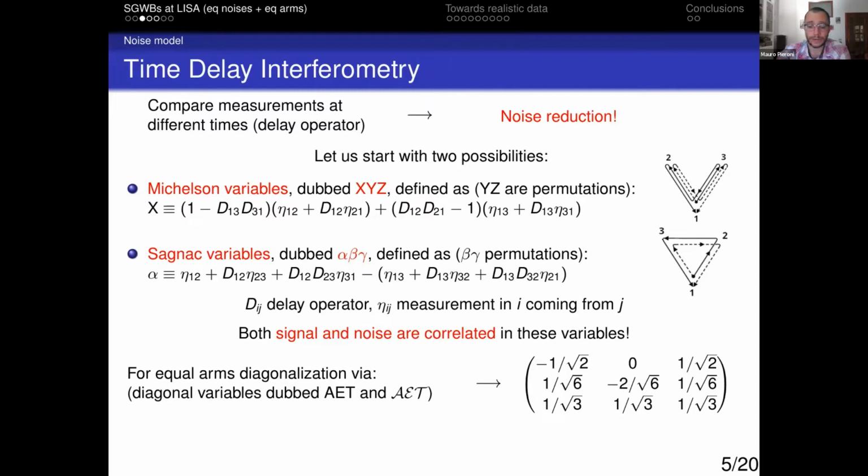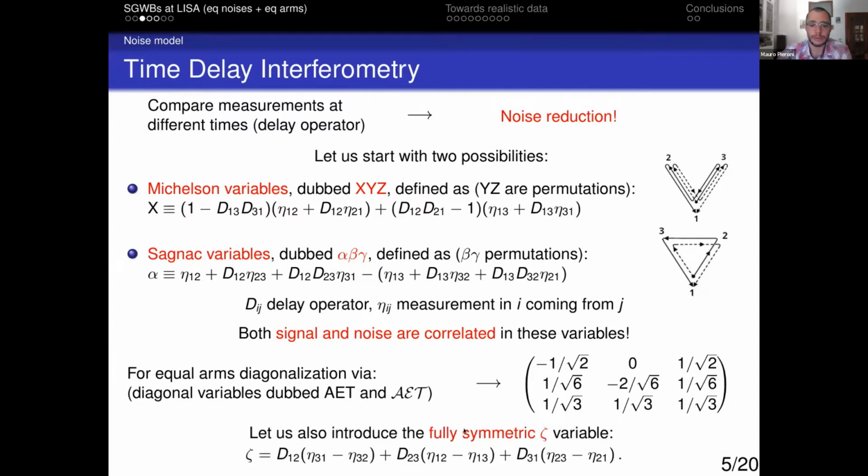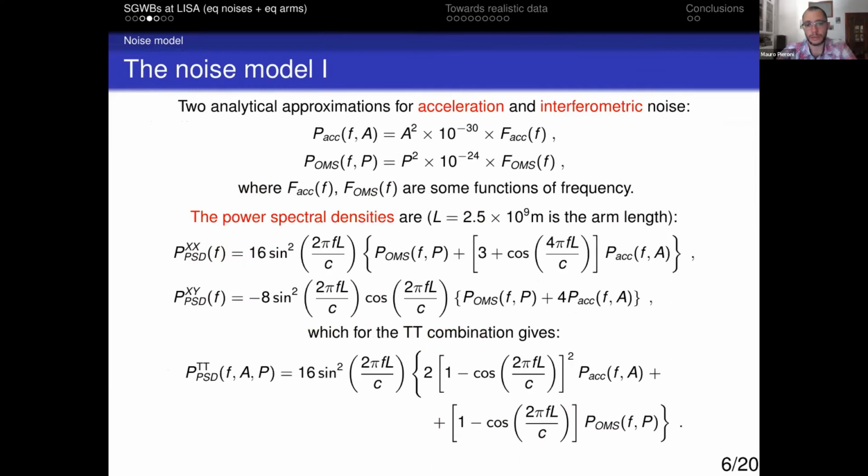One last variable I would want to introduce is this zeta fully symmetric variable, which is a signal orthogonal variable, like the T variable for both Michelson and Sagnac variables. I will tell you a bit more about this in a moment. So let me first tell you a few things about noise.